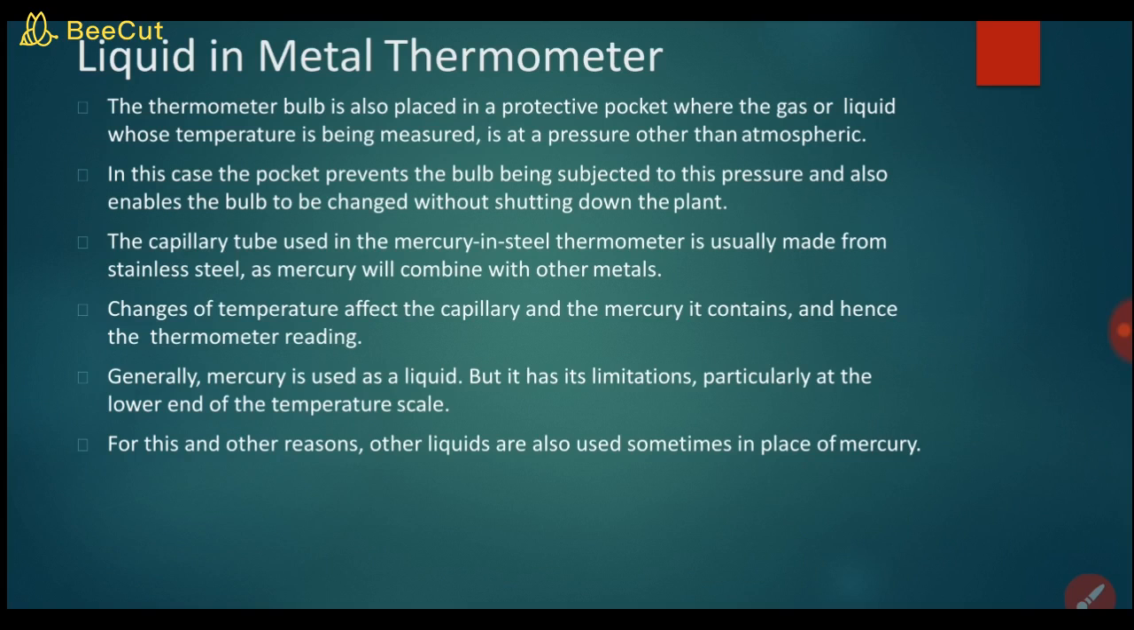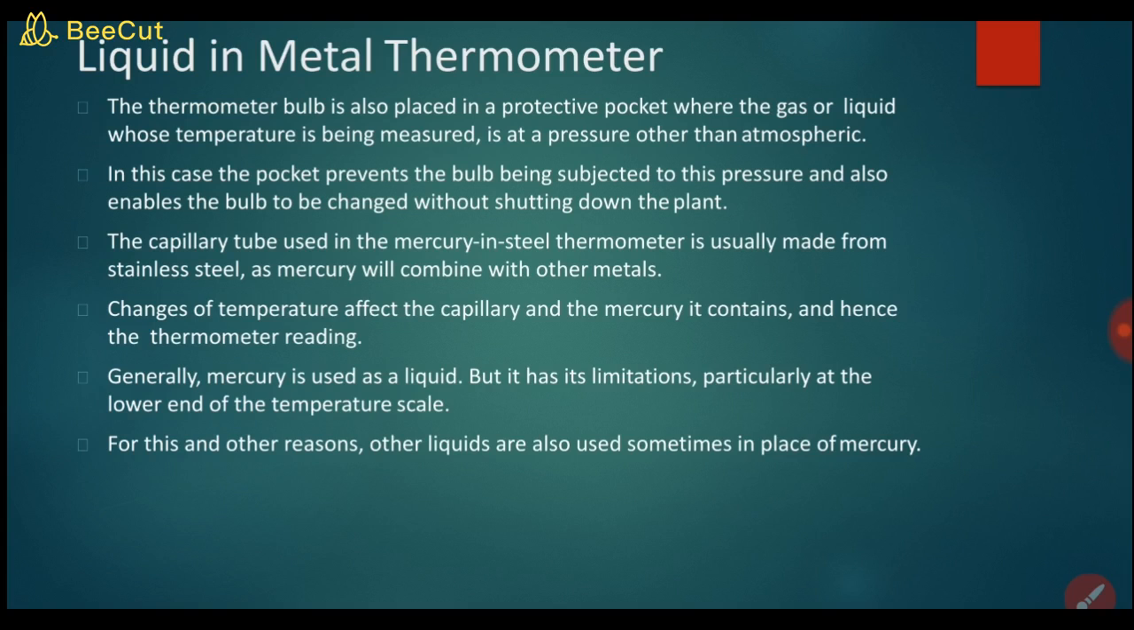Now, liquid in metal thermometer. The thermometer bulb is also placed in a protective pocket where the gas or liquid whose temperature is being measured is at a pressure other than atmospheric. In this case, the pocket prevents the bulb from being subjected to this pressure and also enables the bulb to be changed without shutting down the plant.